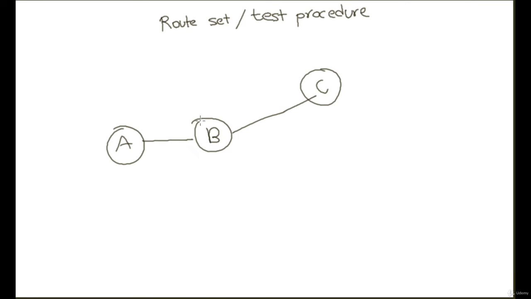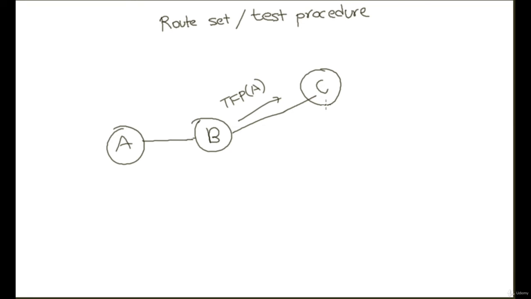B has come to know that A has become unavailable. So B will send the transfer restricted message, or sorry, transfer prohibited message to C. Because of this, C will not send any traffic to A, and A has become inaccessible to C also.